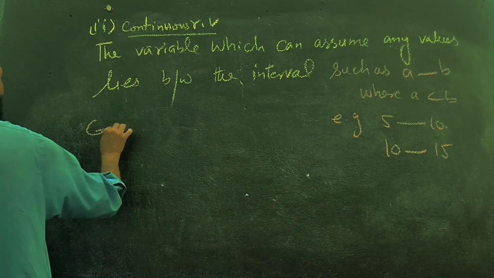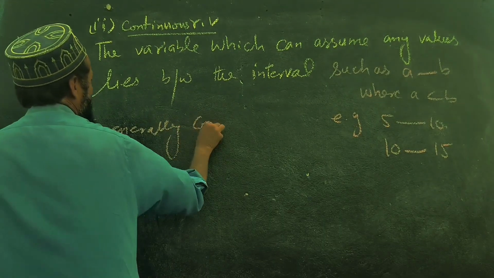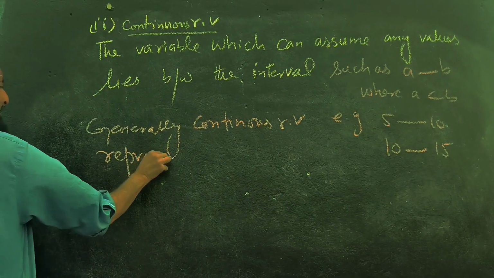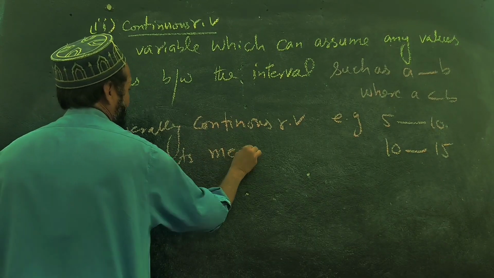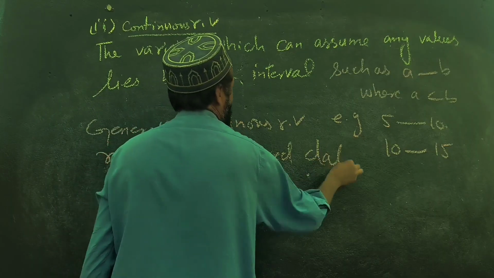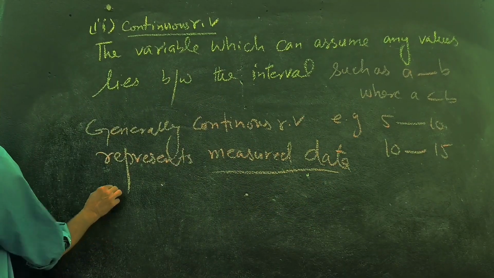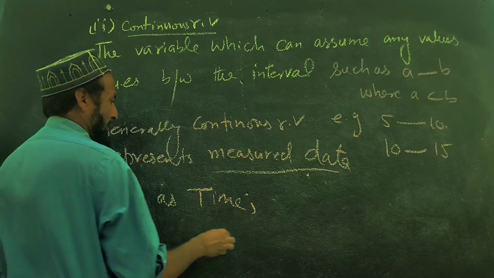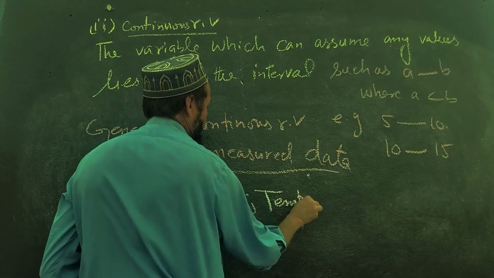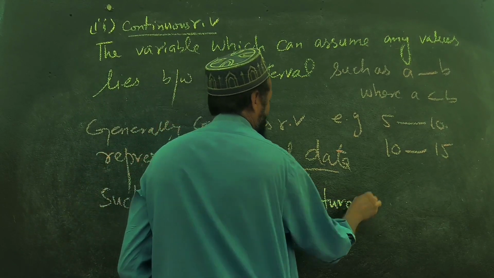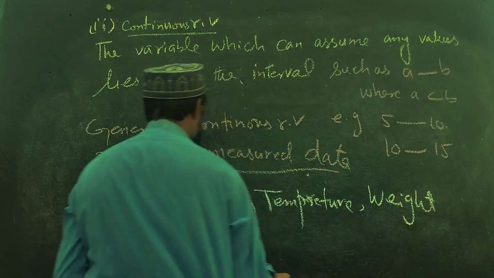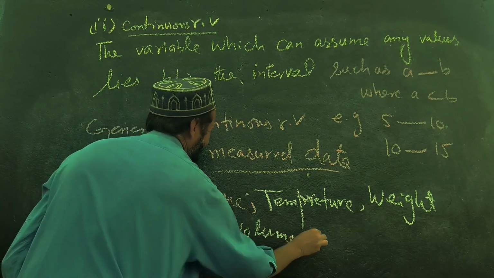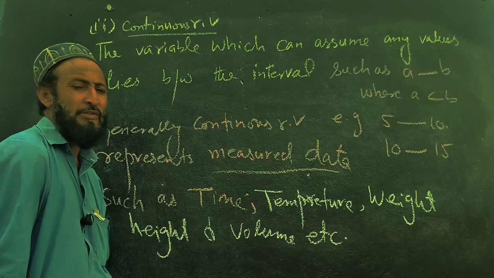Now, generally, a continuous random variable represents measured data such as time, temperature, weight, height, and volume, etc. These are the general examples of the continuous random variable.